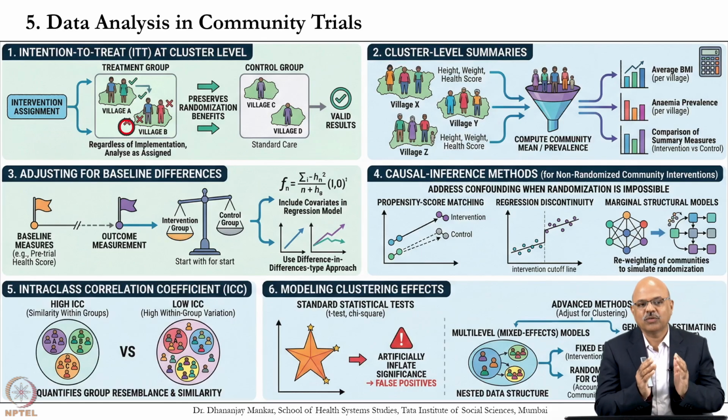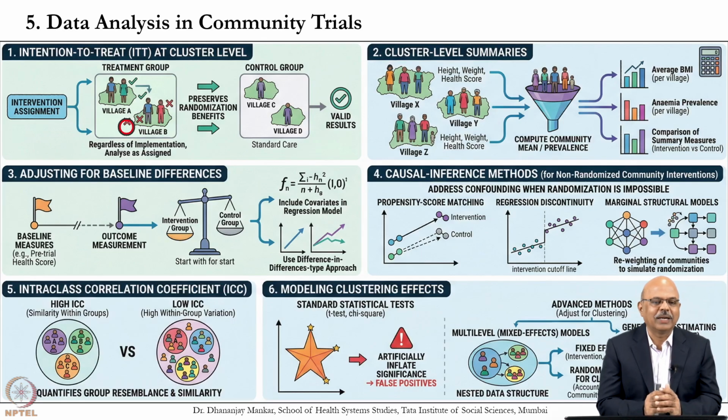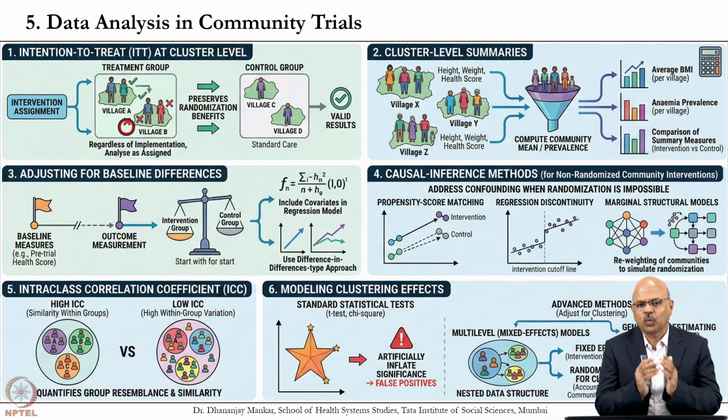Then there is the analysis of adjusting for baseline differences. What is this? Baseline measures are seen as a pre-trial health score. When you talk about the outcome measurement, the intervention group and the control group are tallied. So we start from the start, and the measurement is compared for the outcome of these two, and it includes the covariates in regression modeling, where you can clearly understand the differences, and difference-in-differences type approaches, where adjusting for baseline differences is calculated. This is a very important part of the analysis.